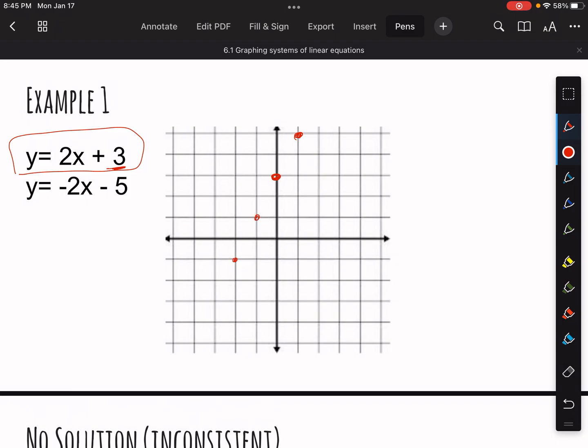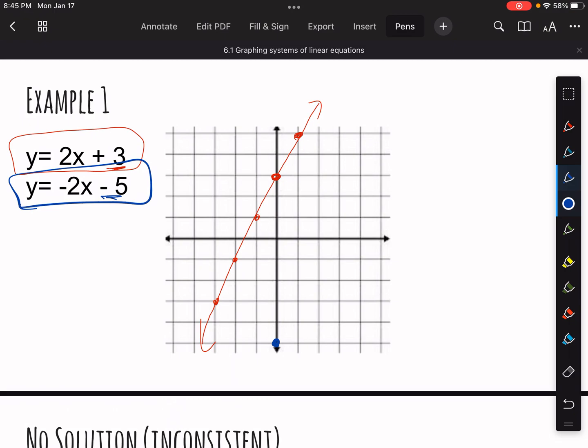And that pattern just continues indefinitely. So I have something like this for my first line. And then for my next one, I'll do this one in blue here. It says that the y-intercept here is -5. 1, 2, 3, 4, 5, so down here. And the slope's -2, so it's going from left to right, it'll be going down.